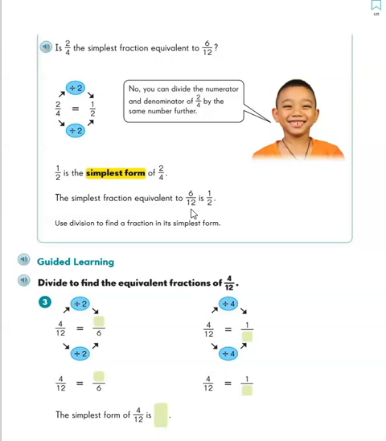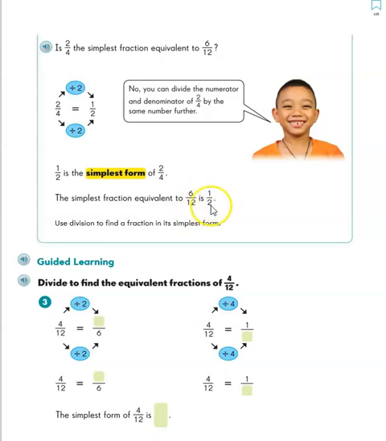It's 6, right? 6 can go into 6, of course, 1 time, and 6 can go into 12 2 times. So that means we want to divide. 6 divided by 6 is 1. 12 divided by 6 is 2. So that means the simplest form of this fraction, 6/12, would be 1/2.